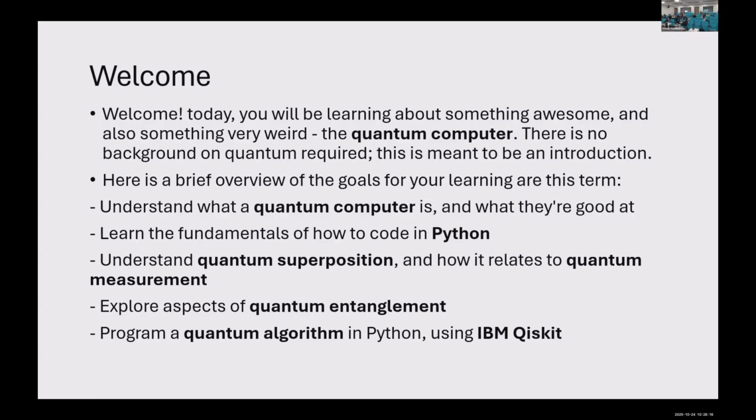So here's a brief overview of the goals for your learning. Understand what a quantum computer is and what they are good at. Learn the fundamentals of how to code in Python. Understand quantum superposition and how it relates to quantum measurement, explore aspects of quantum entanglement, and program a quantum algorithm in Python using IBM Qiskit. Okay?